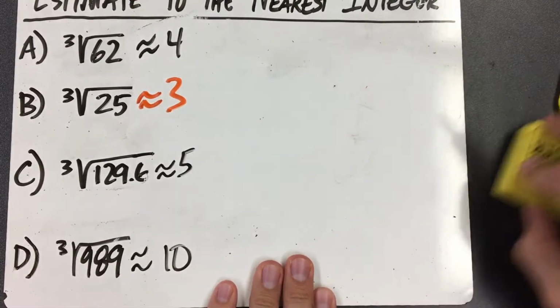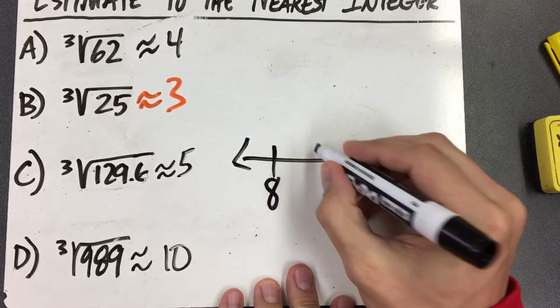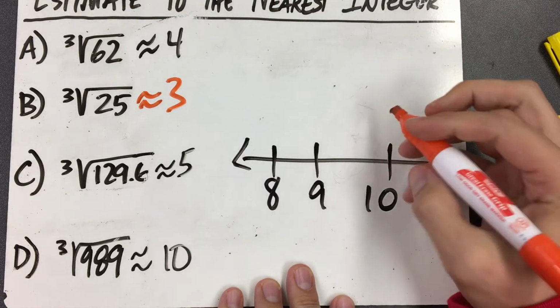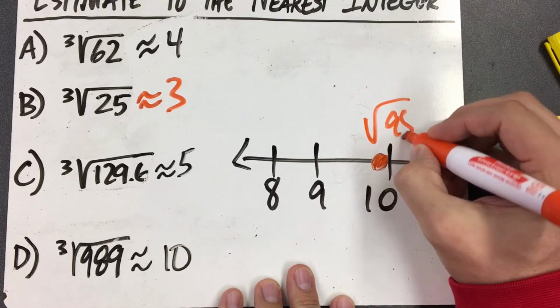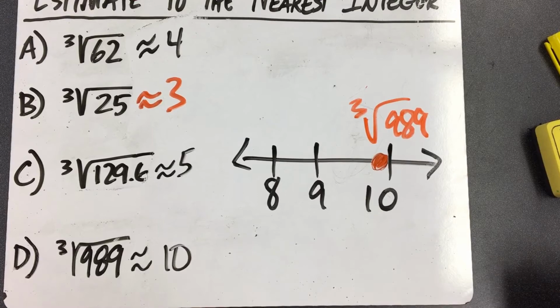I'll make a new number line since I was out of space. And that one didn't go all the way up to 10 anyway. So this is not quite all the way up to 10. It's smaller than 10, but it's pretty close to the 10, right? So 989 cube root is very close to 10, just a little bit smaller.